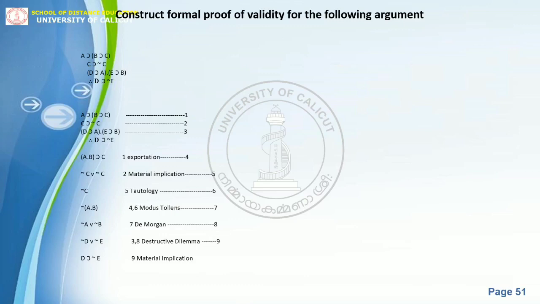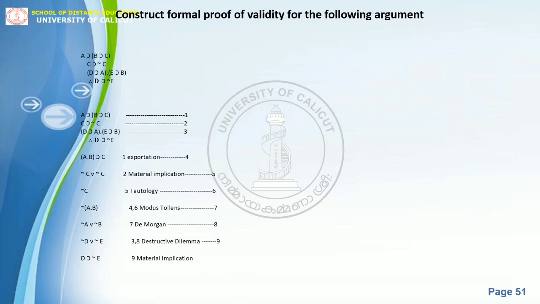at statements 6 and 4, and we can find that it has the argument form of modus tollens. When we apply the modus tollens, we get negation (A dot B), which is 4, 6 modus tollens, and number it as 7. Then we apply De Morgan's law, write 7 De Morgan, and number it as 8. That is, negation A or negation B.